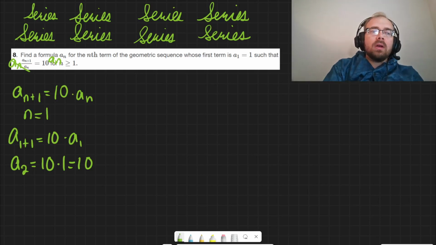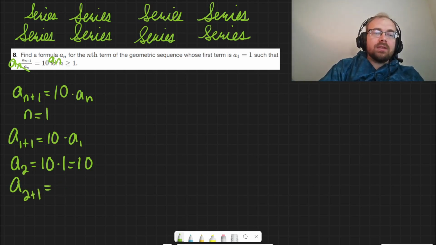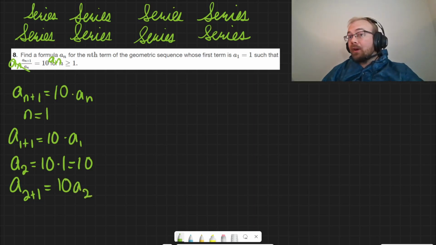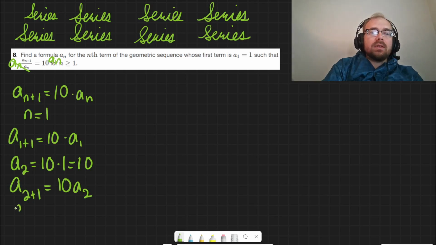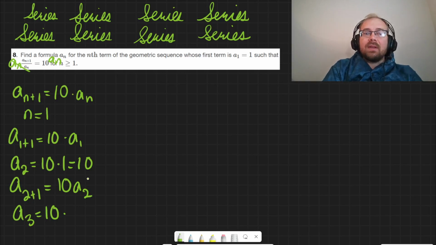All right, well, what would the next term be? Well, this would be for n equals 2, a sub 2 plus 1 equals 10 a sub 2. Sorry, so for n equals 2, that would be a sub 3 equals 10 times, what's a sub 2? A sub 2 is 10, so 10 times 10, which is 100.